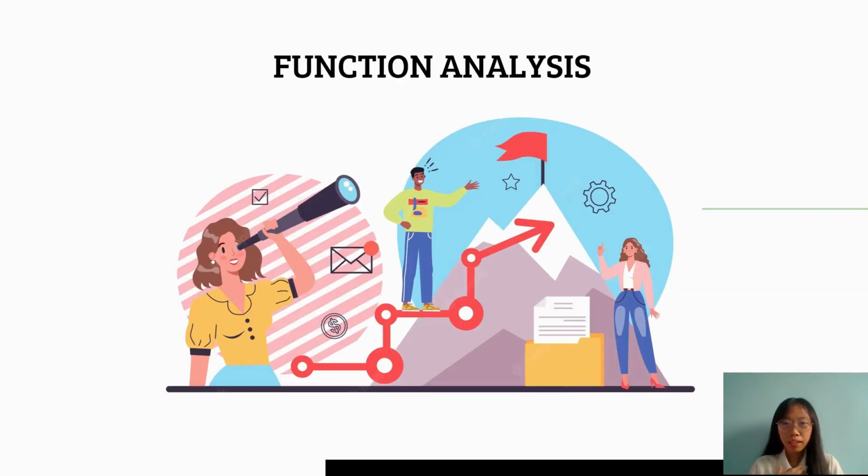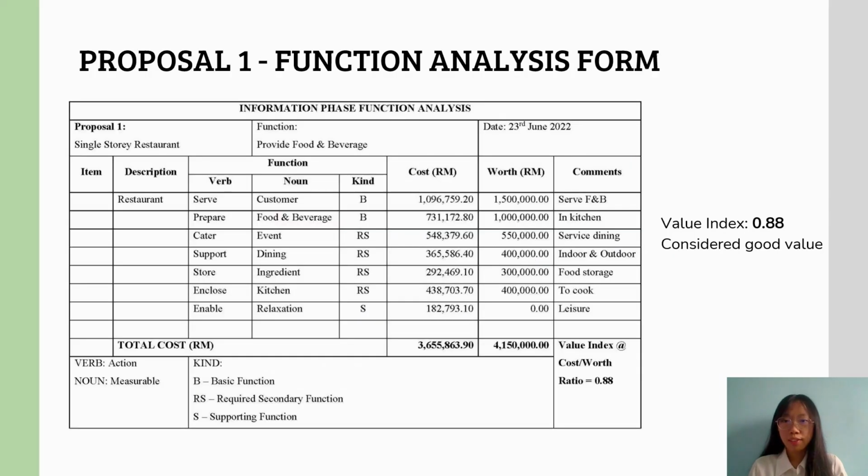Now I will explain the function analysis. Firstly, let me show you the function analysis form for Proposal 1, the restaurant. After identifying all the basic functions, required secondary functions, and supporting functions, as well as the cost and worth, the value index identified was 0.88. It is considered good value because it is lower than 2.